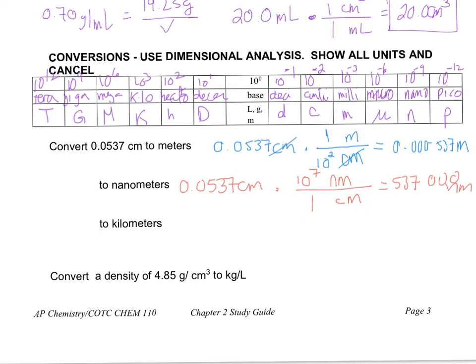Alright, last one. We're going to go to kilometers. So 0.0537 centimeters. Conversion factor on the bottom, put centimeters, on top put kilometers. Kilometer is a bigger unit than a centimeter, so that gets a 1. Centimeter gets 10 to some positive power. To figure that out, you look at the centi is -2. The kilo is +3. The difference between -2 and +3 is 5. So 10 to the 5th.